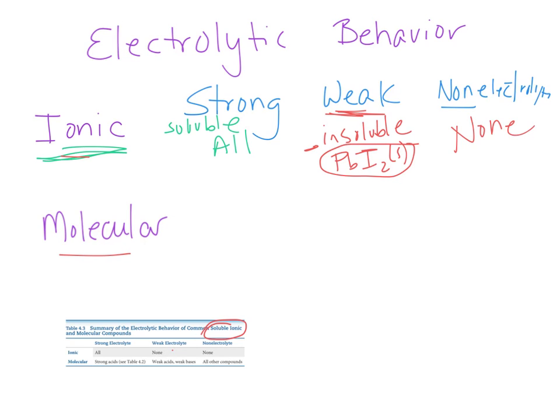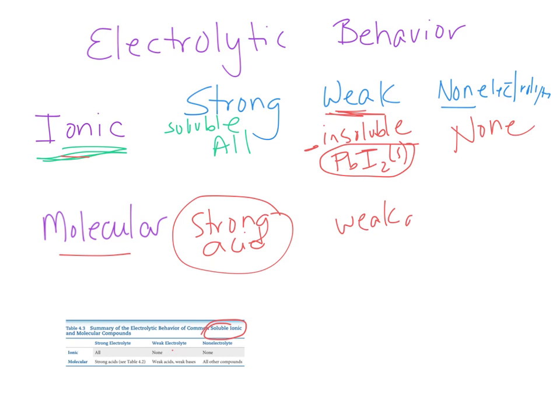Now let's think about molecular substances. Strong acids: an acid is a molecular substance. A strong acid is going to be a strong electrolyte. Weak acids and weak bases will be weak electrolytes because they don't dissociate completely, but they do dissociate a little bit. And in order to be an electrolyte, you need to have an ion of some sort floating around in the water.